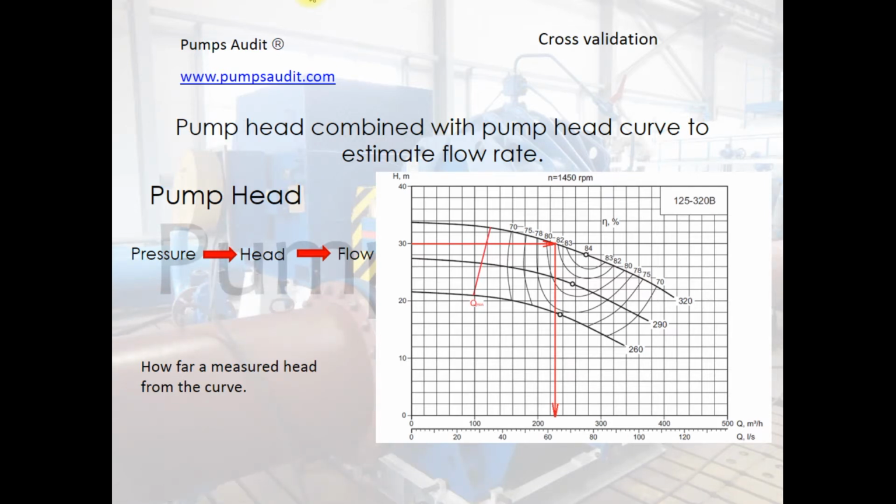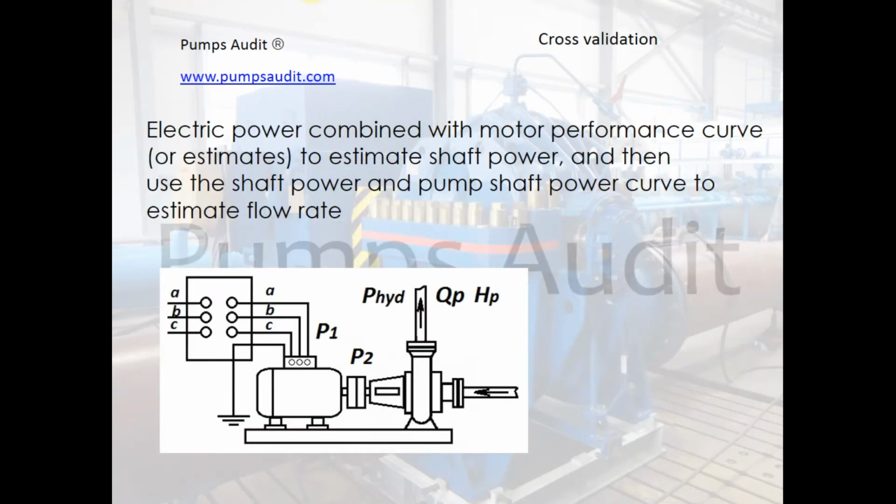What else? If we have track records of values of the pump head, we can evaluate the condition of the pump, whether it's worn out. On the other hand, the pump flow can be defined by using electric power. Electric power, combined with the motor performance curve, can be used to estimate shaft power, and then use the shaft power and pump shaft power curve to estimate flow rate.